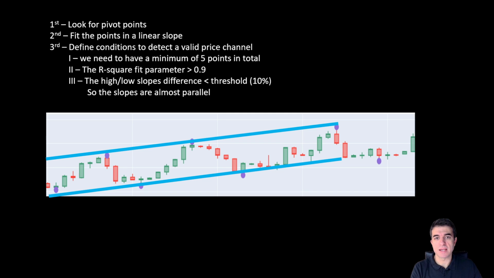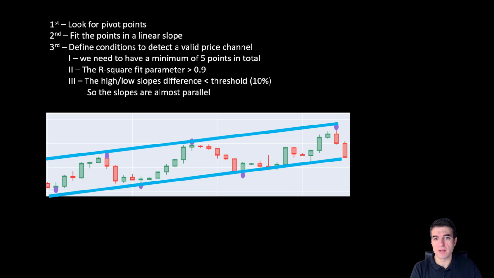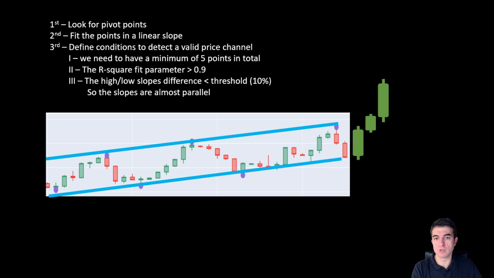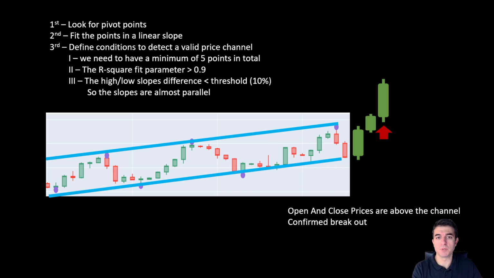Next, we need to detect the breakout. So whenever we have a channel, we will wait for a candle that opens and closes either below or above the channel. In this example, we're seeing a bearish candle, whose open and close prices are both below the lower slope of the channel. So we can confirm it's a breakout signal. In the opposite direction, if we have a candle that opens and closes above the upper line of the channel, then we have a breakout in the positive direction. And this is how the signal is generated in both directions.